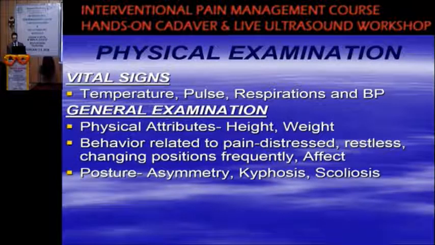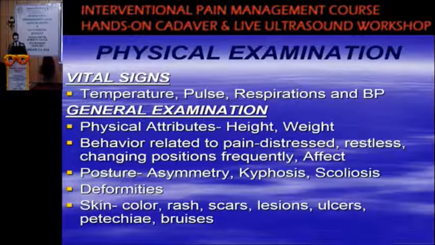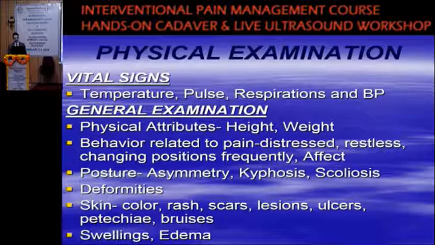Posture, asymmetry. Is there any asymmetry? Kyphosis, scoliosis. Deformities, there are some deformities that are so easily visible, like rheumatoid arthritis. You can't miss rheumatoid arthritis. So, skin, are there any changes in the color? Rash, scars, lesions, ulcers, petechiae, bruises, so very important, guys, because if you look at sympathetically maintained pain, a CRPS limb, it's swollen. The color is changed completely. So, you know all that just by looking at the skin. Swelling and edema.